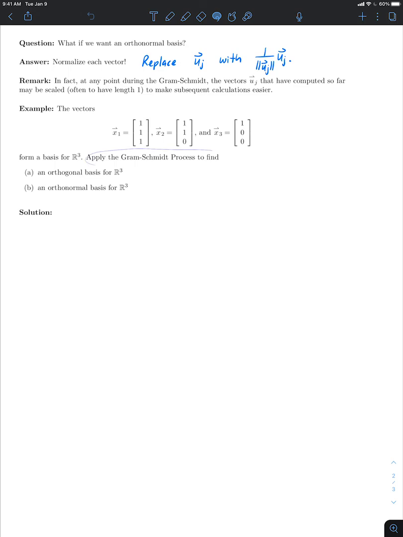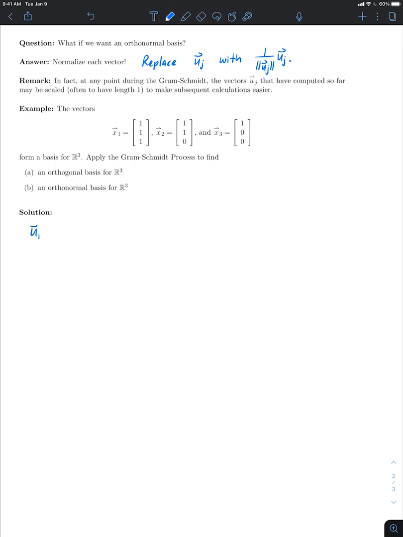But what we are asked to do is apply the Gram-Schmidt process to come up with, well, in part A, first we want to get an orthogonal basis, and that's what the Gram-Schmidt will give you. And then a little adjustment at the end for part B, we can turn it into an orthonormal basis. So let's follow the Gram-Schmidt process exactly. So remember what the process says.